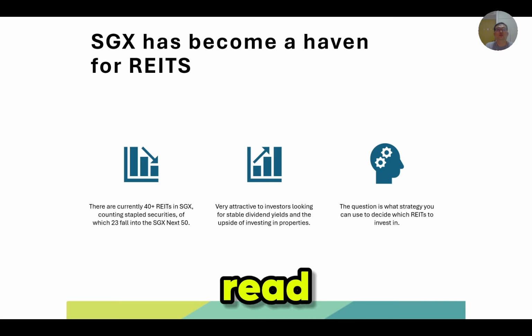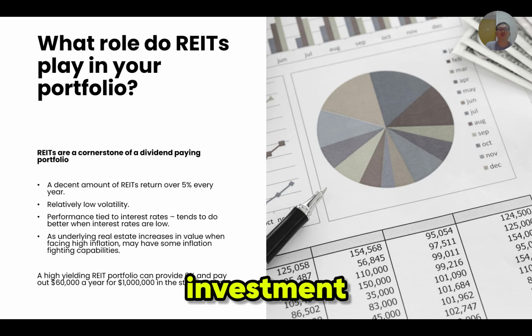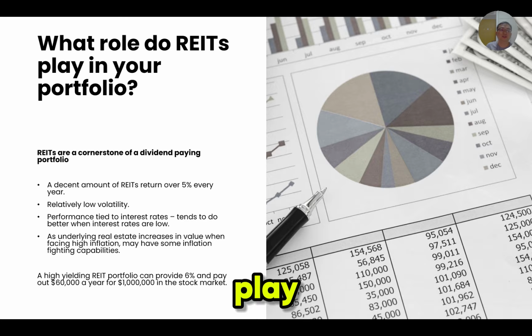Okay, so SGX has become a haven for REITs, and 23 of these REITs now fall into the SGX Next 50. They're very attractive for people looking for stable dividend yields of above 5%. The question is, obviously, what kind of strategy you want to use to get real estate investment trusts, and what role do REITs play in your portfolio? A low volatility way of getting a 5% payout every year.